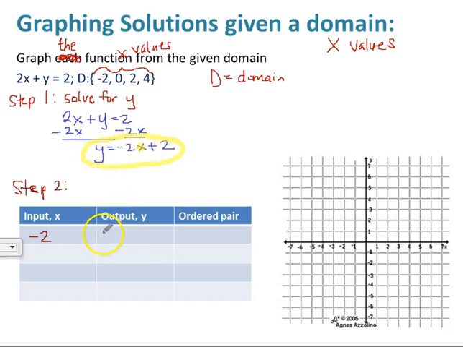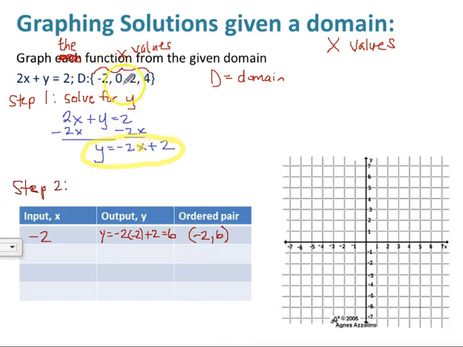Well, y is going to equal -2 times -2. We plug in our input for x, add 2. What do we get? -2 times -2 is 4, plus 2 is 6. So y would equal 6. So the ordered pair, when my input is -2, my output is 6. There's my domain, there's my range. Now we're going to do that again.